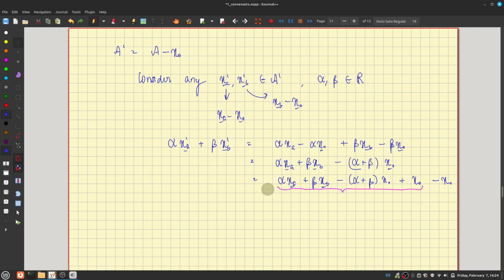So what can you say about this particular combination? It's an affine combination of elements from the affine set. So this is some xc minus x naught, where xc is an element of A. So what can you say about xc minus x naught? It belongs to A prime, right? So no matter how you start, you have some xa prime, xb prime, which belong to A prime. Their linear combination also belongs to A prime, right? So therefore this is a subspace.